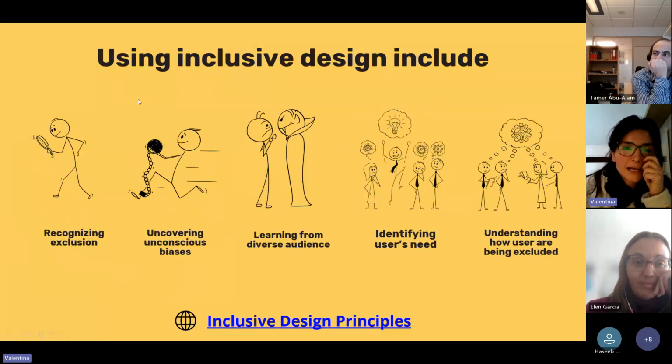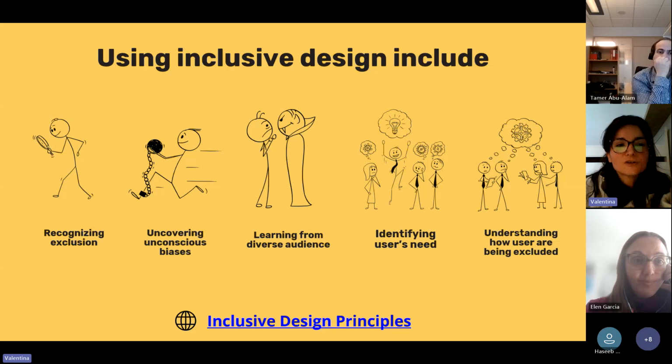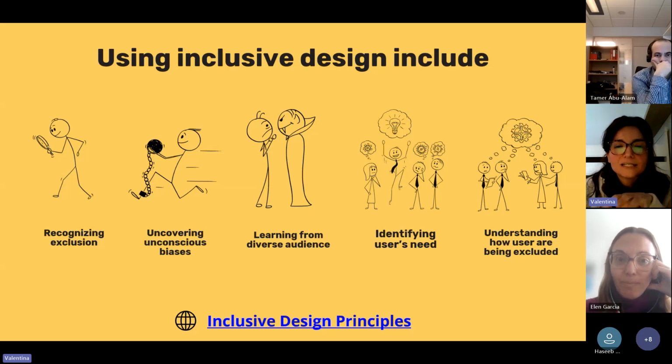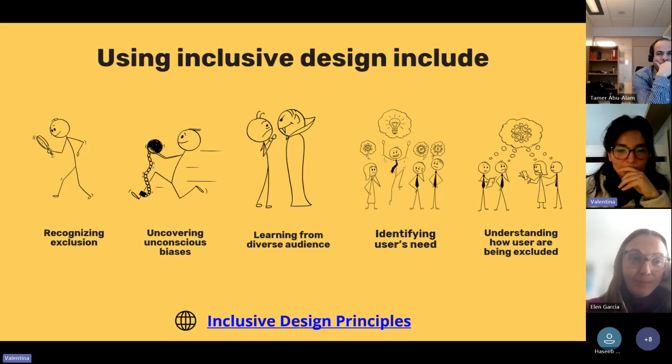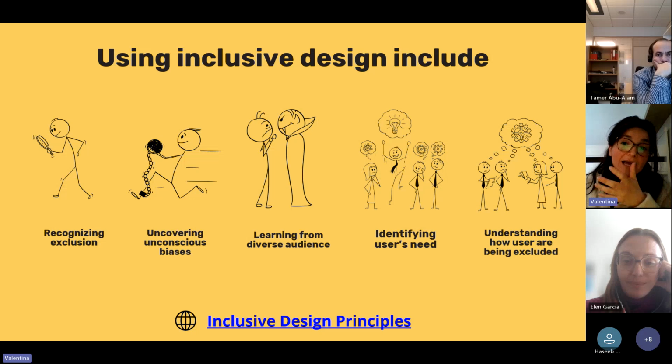So using inclusive design, one thing that you can consider is, first of all, we should recognize exclusion. When we create content, we should think, okay, am I going to exclude someone with this content, or is there such a risk of excluding someone. And it's a long work. It's a very hard job to recognize this kind of exclusion.